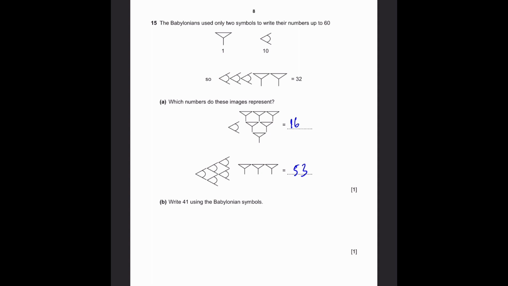B. Write 41 using Babylonian symbols. That'll be 4 eyes and 1 funnel. So if we write like this, 1, 2, 3, 4, and then 1 funnel. So we can draw 1 funnel like that. That's the answer.